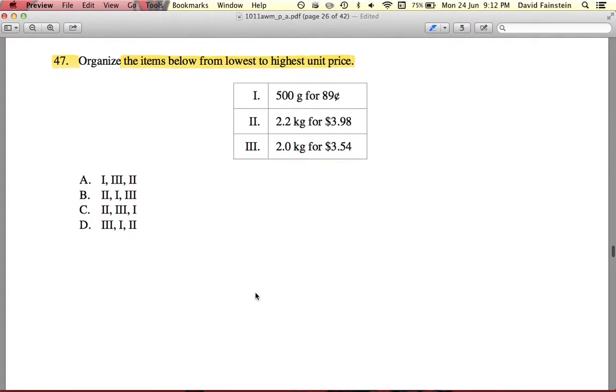And 47, this one, what you'd have to do is convert everything into the same units. So I'd suggest converting this one to kilograms to save you a bit of time and effort. So double this to get to 1 kilogram, divide this by 2.2 and divide this one by 2, and at the same time divide this by 2.2 and divide this by 2, and then you'll get your unit price here, and then you'll find the correct answer.